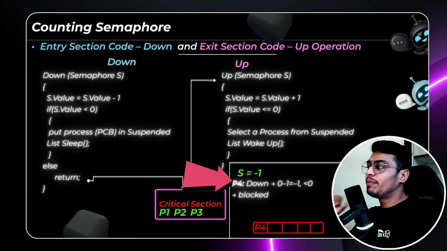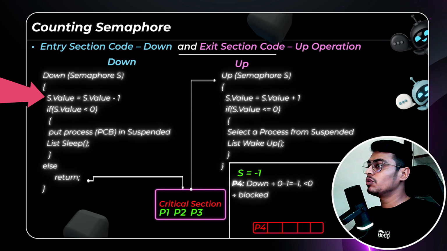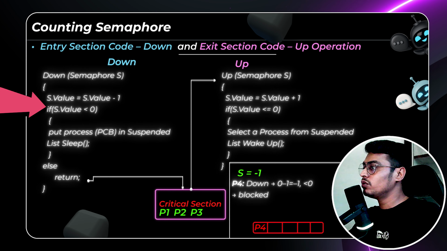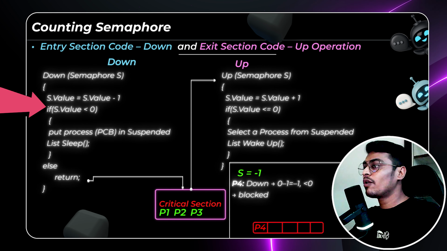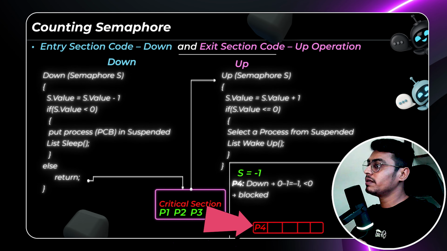Now let's say P4 comes. P4 will execute this code, runs down, S value is 0 minus 1, so it becomes minus 1. Check if S value is less than 0. Yes, it is minus 1. Now put P4's PCB, process control block, in the suspended list.